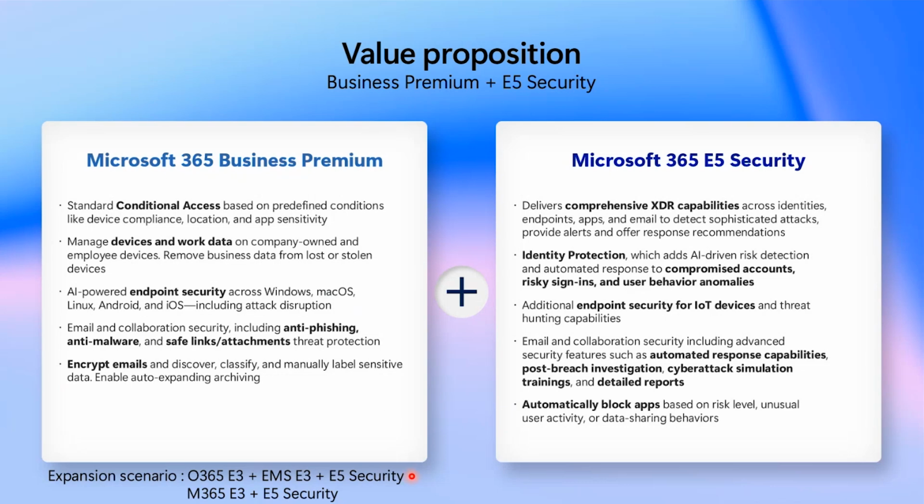Now, there are other expansion scenarios that we can do for those customers in the enterprise sector that have Office 365 E3 licenses. You can add E5 security to those customers, but you will need to add the EMS E3 first and then add E5 security in order for the features to work. But if you have Microsoft 365 E3 customers who already have that license, you can add E5 security to that.